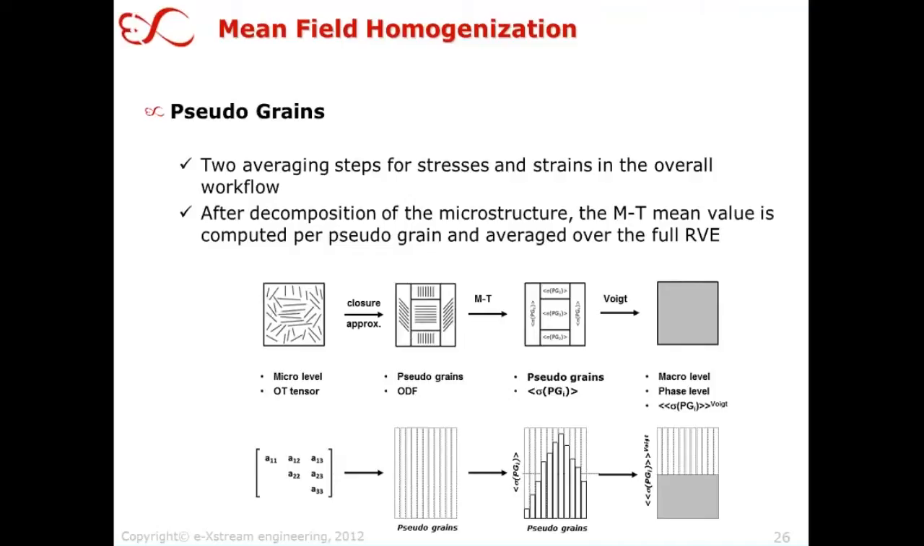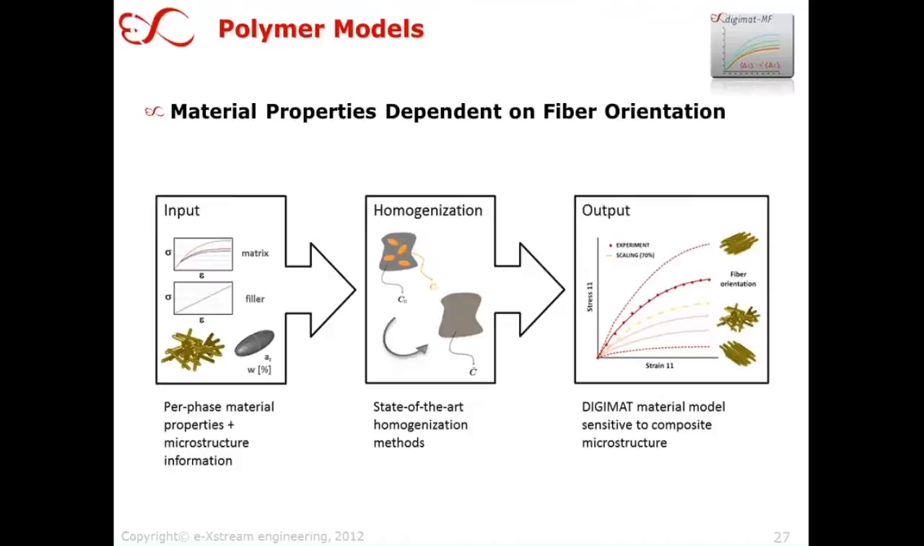So for now, what we can take with us is that we have this technology here, and basically what you can do is you just give the input for the material matrix and the filler properties. You set the microstructure, you say what kind of shape your filler has, you perform your homogenization, and what you get out is material properties dependent on fiber orientation. This is exactly what a DIGIMAT material model is. All this technology you will find in our module DIGIMAT MF, and MF stands for Mean Field Homogenization Theory.